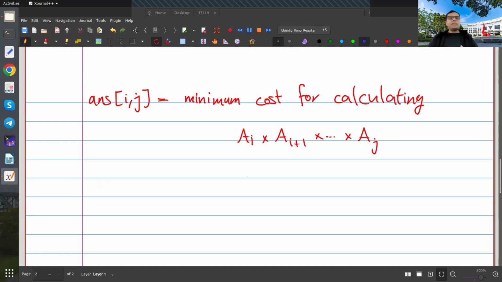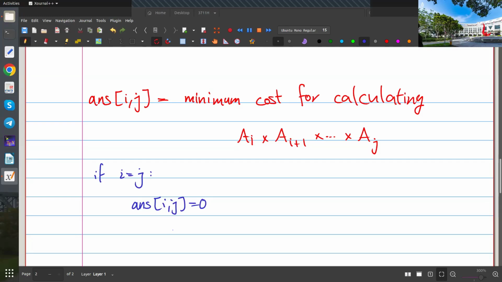Now, in this case, it's quite easy to talk about base cases, right? If i is equal to j, if I have only one matrix, my cost is 0. Because I don't have to do anything, I just have it, right? So I say if i is equal to j, ans(i,j) is just 0 because there's no multiplication to be done. But otherwise, I have these matrices and I have to basically make a choice. I have to decide which multiplication I want to do first, right? But that's not a good casework.